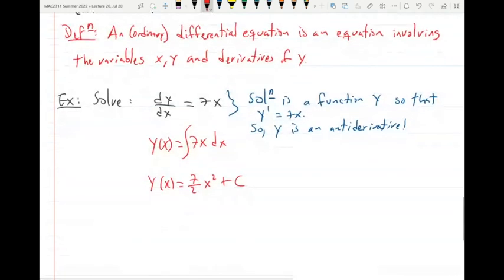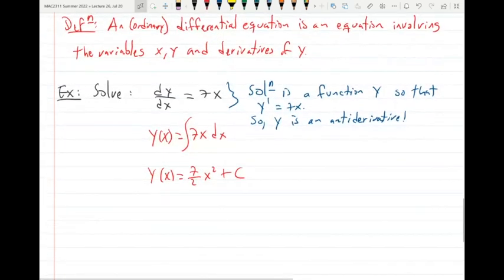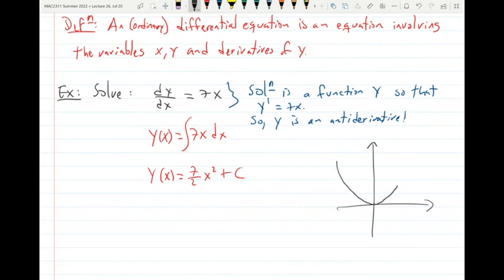Now let me say something else. There is a notion of initial value problem. What is this? Right now, the solution here is infinitely many functions, right? But sometimes you want a specific one. So for example, let's think about it graphically. This is the parabola, let's say 7/2 x squared, and then you just have a bunch of translations of this, up and down, and so on and so forth.